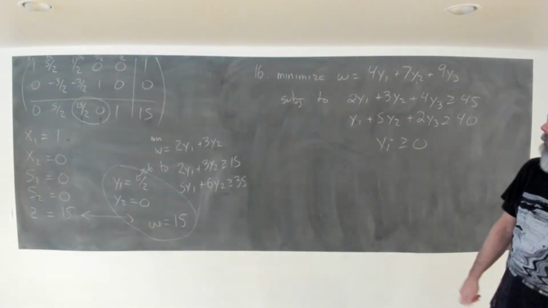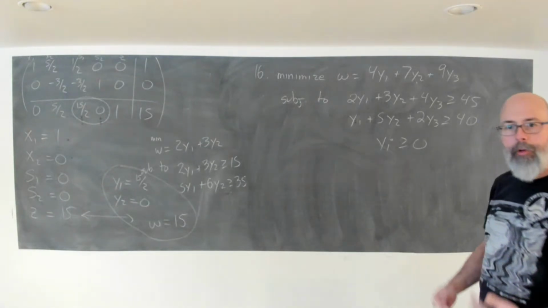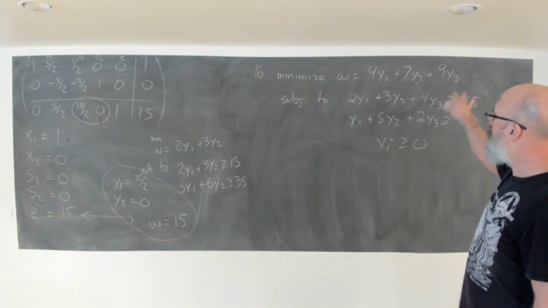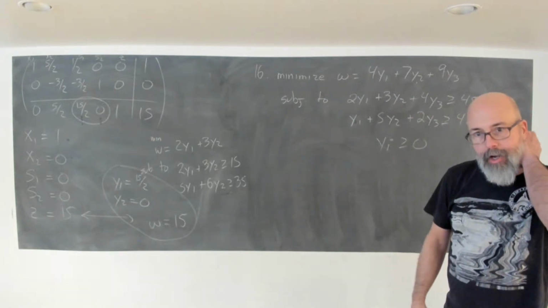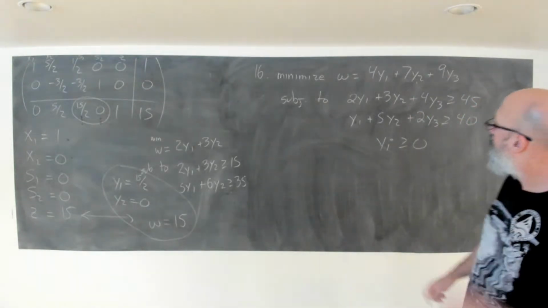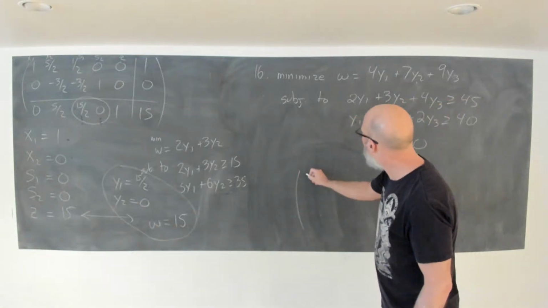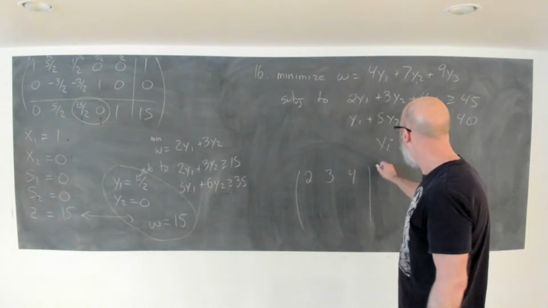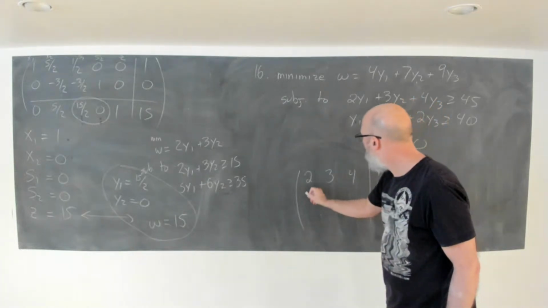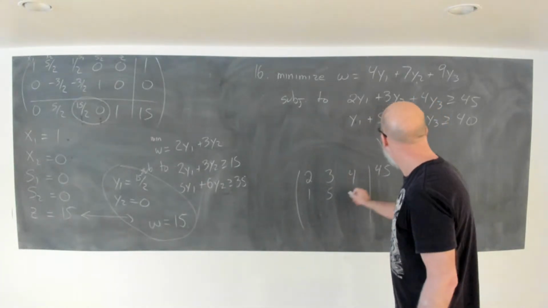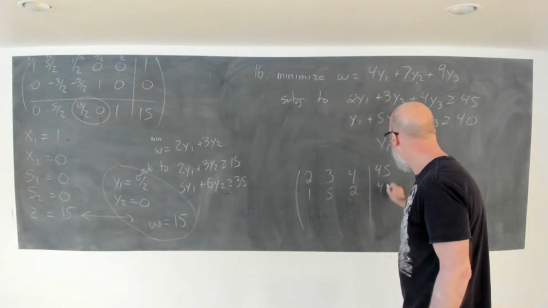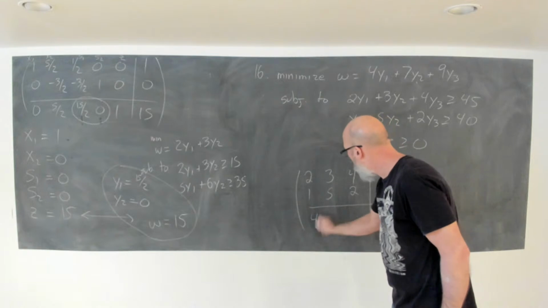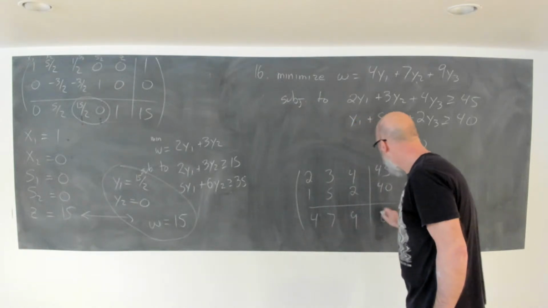There you have it. So again, we're going to find the dual problem by putting this into a matrix and taking the transpose. Right, so 2, 3, 4, 45. 1, 5, 2, 40. And 4, 7, 9.